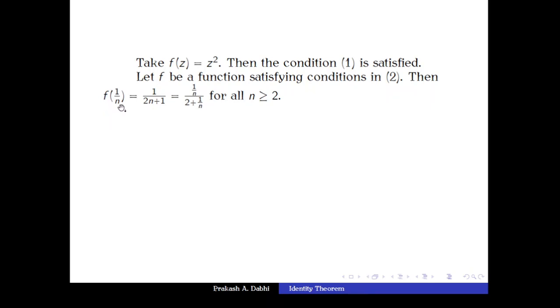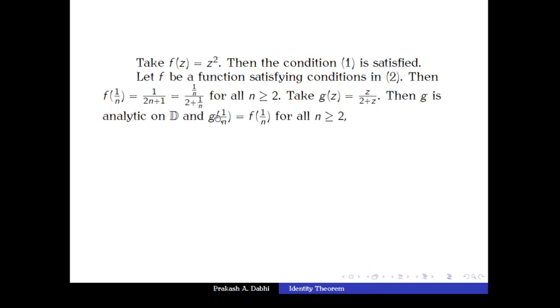So the condition we have is that f(1/n) equals 1/(2n+1), and that is the same as (1/n) divided by (2/n + 1)... as we had seen in an earlier example, we can prove that f has the form z/(2+z). So we take g(z) to be z/(2+z). Then g is an analytic function. Why? Because -2 is a singularity of this function g, which is not in D. So g is analytic, and g(1/n) is the same as f(1/n).